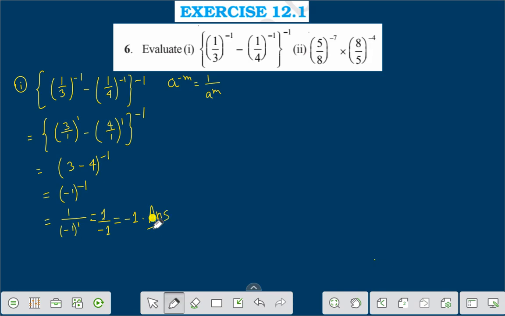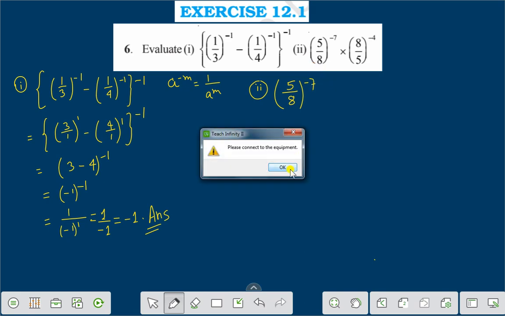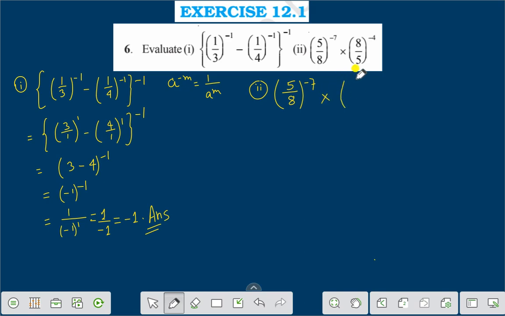We will solve question number 2. Question number 2 here you see is (5 by 8) to the power minus 7 into (8 by 5) to the power minus 4, is equal to 5 to the power minus 7 by 8 to the power minus 7 into 8 to the power minus 4 divided by 5 to the power minus 4.